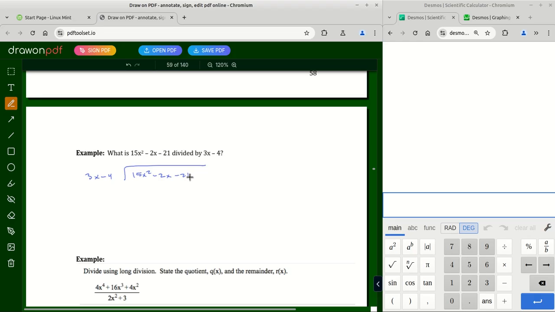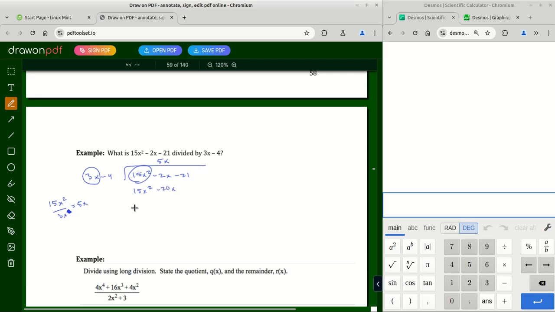Here we go. So taking the leading terms off to the side and dividing them, I should get a 5x. That's not a square down there. This is not a square. Okay, I should get 5x. See how my numbers make a 5 and then the x's cancel? 5x times 3x is 15x squared. But you should pretty much always get the same things here. 5x times negative 4 is negative 20x.